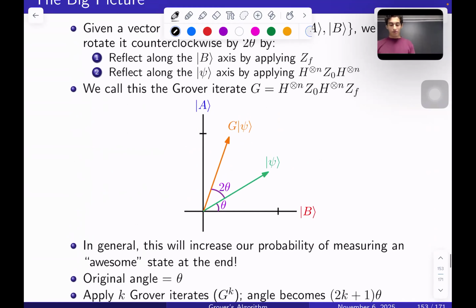So the first thing we did in the algorithm was we applied a layer of Hadamard gates. That'll get you to some angle theta. And then you apply K Grover iterates. Each Grover iterate increases your angle by 2 theta. So then your final angle ends up becoming (2K plus 1) times theta, just because you increase by 2 theta each time. That's why this geometric picture of A and B in a specific space really helps, because you can see, oh, you're increasing by 2 theta each time.